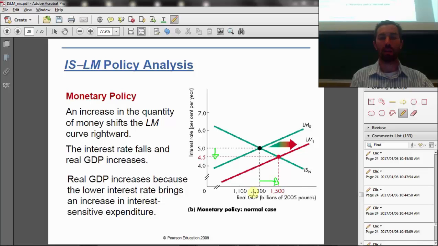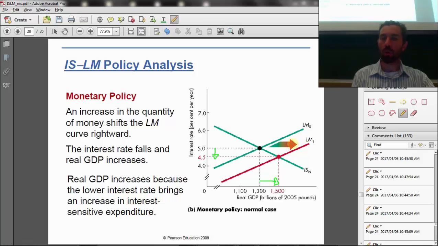So any monetary policy action that lowers the interest rate, that shifts the LM curve to the right and increases the equilibrium level of output in the ISLM model would be an expansionary monetary policy. So an increase in the quantity of money shifts the LM curve to the right, interest rates fall, real GDP increases. Real GDP increases because the lower interest rate brings an increase in interest-sensitive expenditure.